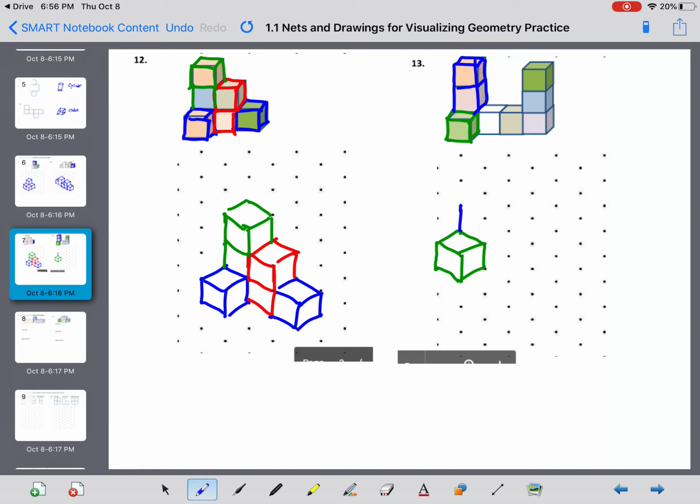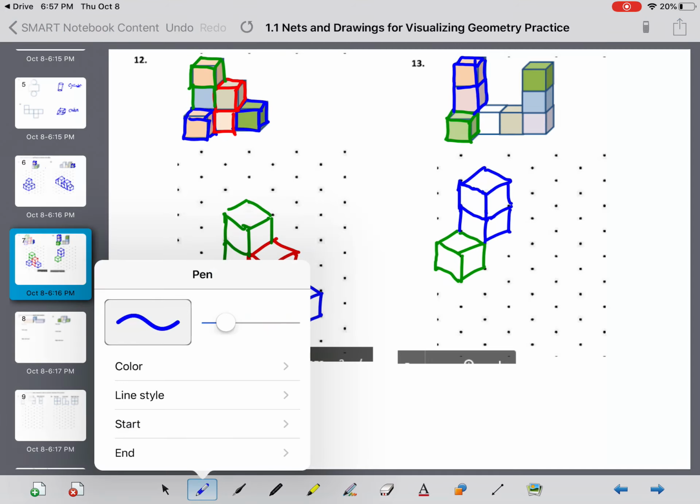Okay, what you're going to do is draw up one, up 2, and up 3. Oops, not up 3. Okay, square it off at the top. And there's your blue ones.